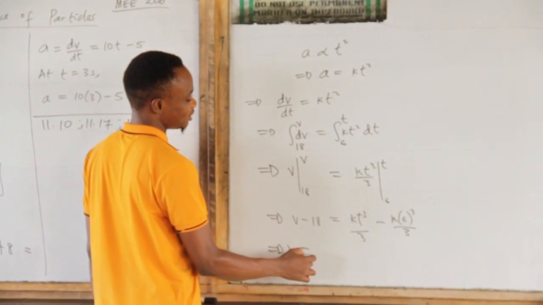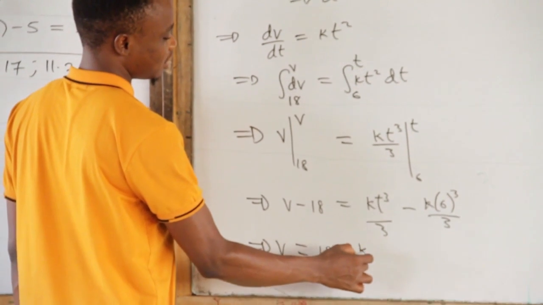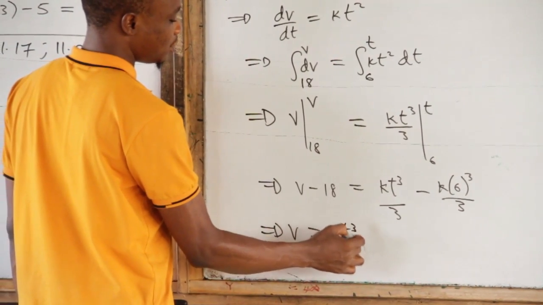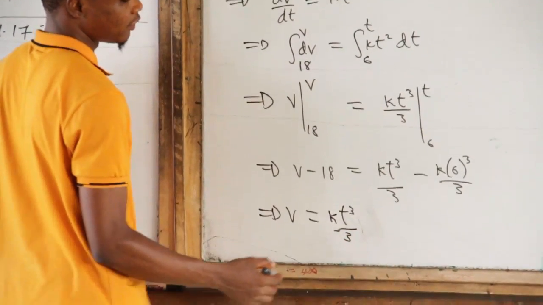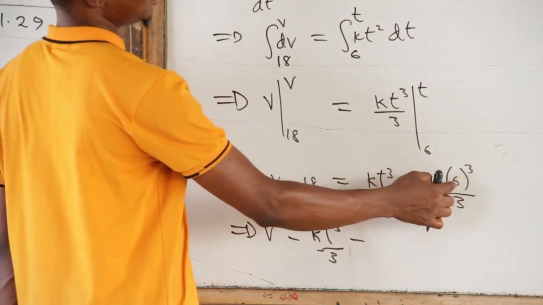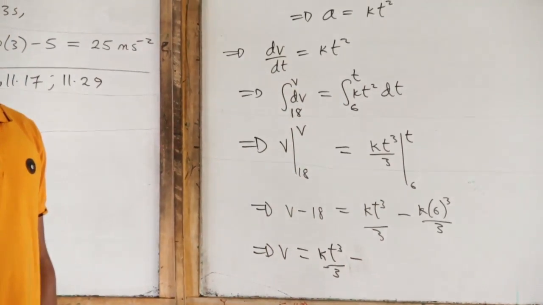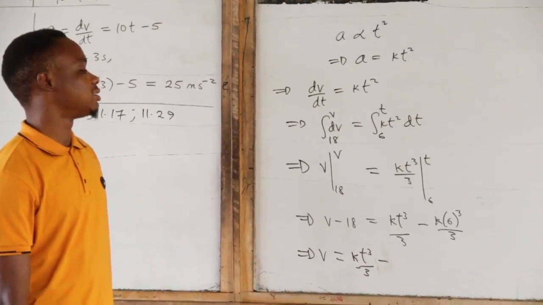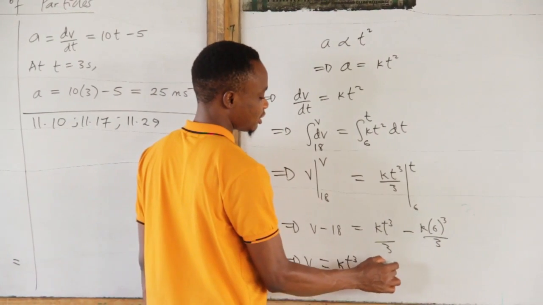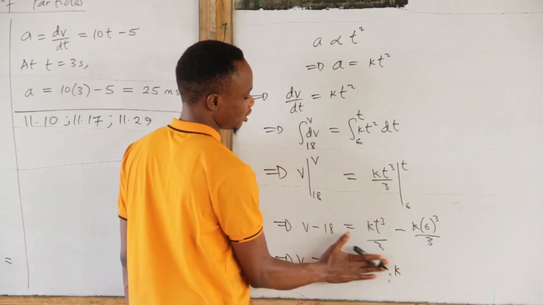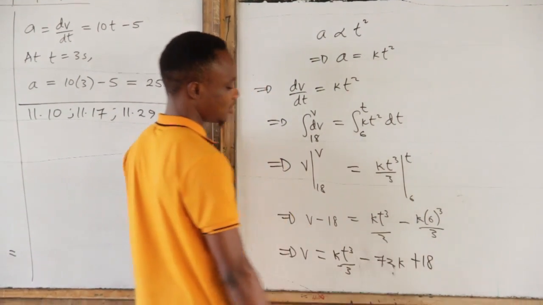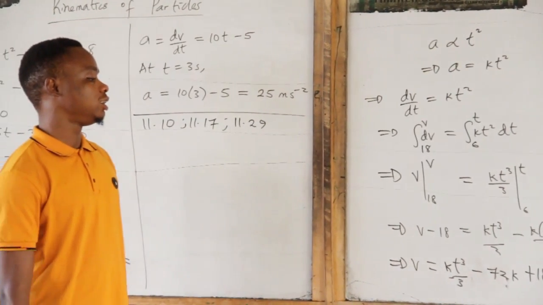So this is going to give us v is equal to 18 minus k, plus, let's write the k first, kt cubed over 3, minus 6 raised to the power 3. Sorry, 6 raised to the power 3 is what? 216. Divided by 3, what is it? 72. So this is going to be minus 72k. Then when I move the 18 to the other side, that will be plus 18. Does that make sense? So that is our v in terms of t.